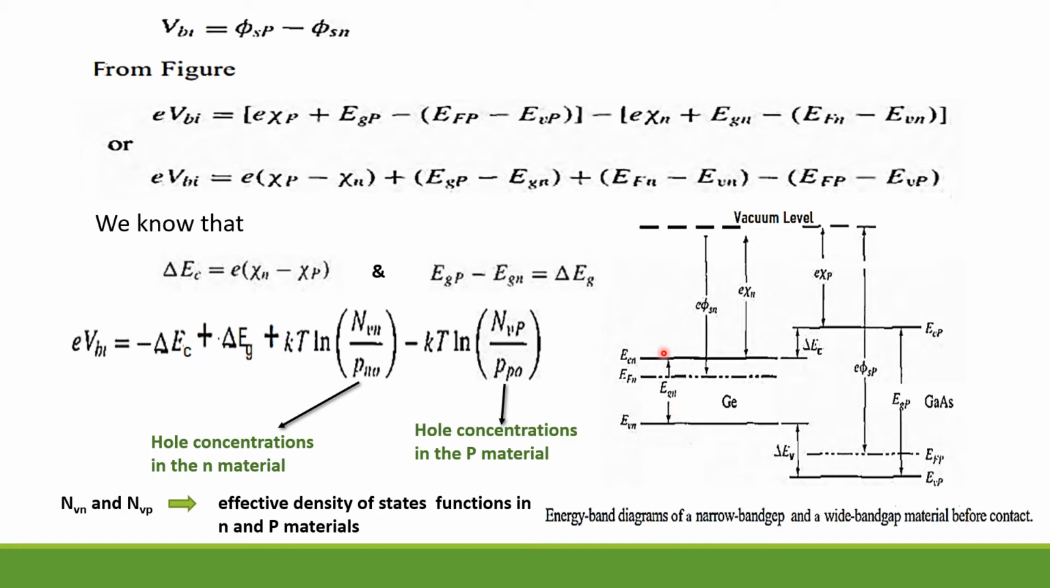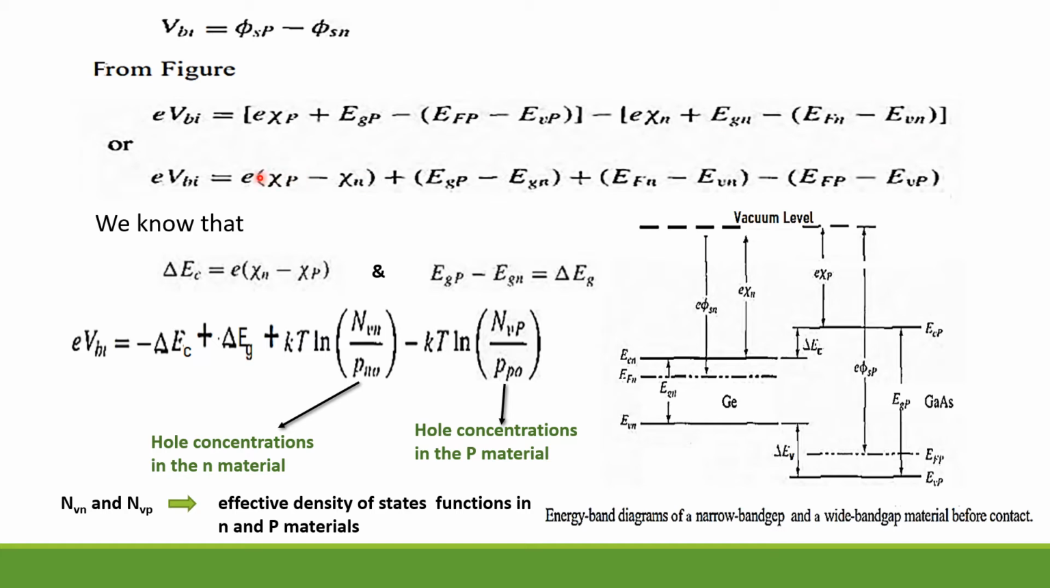Then, for the second work function, phi SN, similarly, it is the sum of E chi N plus this gap. This gap is equal to EGN minus EFN minus EVN. So, the second term we can write as E chi N plus EGN minus EFN minus EVN.